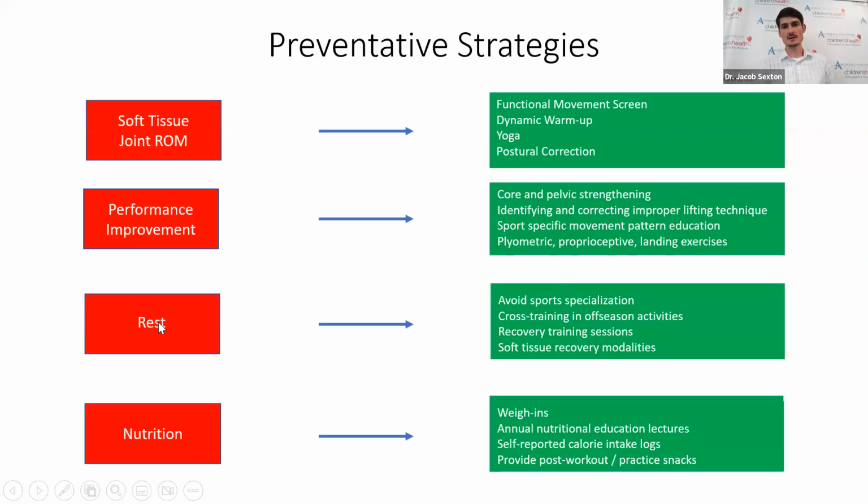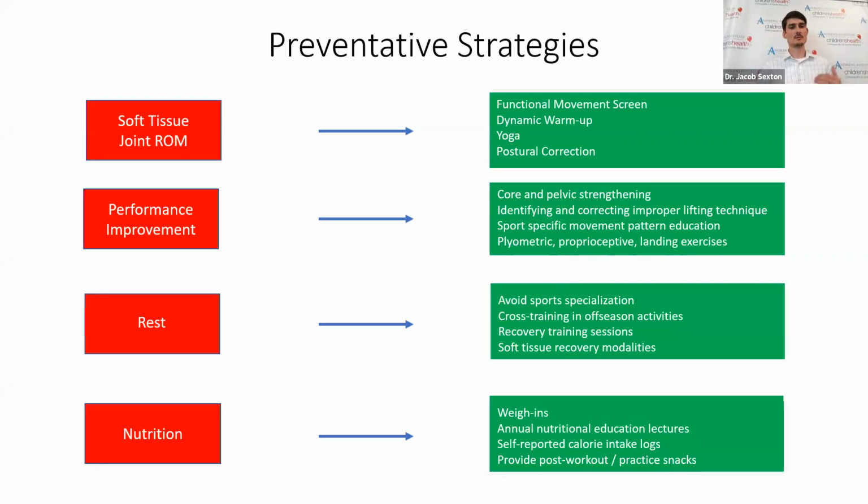So preventative strategies: soft tissue, joint range of motion. Do you think about doing some kind of functional movement screen with your athletes? Can they get into a squat position and actually get in a squat position? Is the first thing you see their heels lifting off the ground? So it lets me know they don't have any dorsiflexion. They don't have any true hip flexion or any of those other things. Are they undergoing proper dynamic warm-ups? Can you do yoga to help with those soft tissue restrictions?